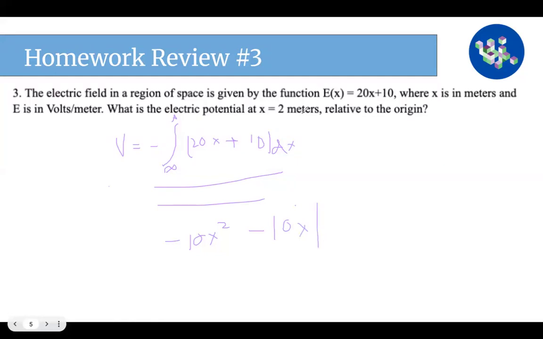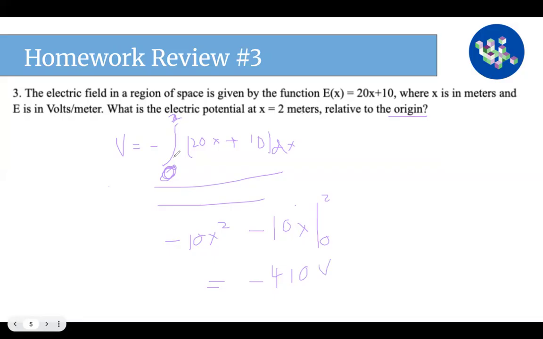Oh shoot, my bad. It was relative to the origin, so I'm actually letting this be zero. That means I'll be integrating from x equals zero, because that's the place where I'm setting the potential to be zero. So the boundaries will be from 0 to 2, because I want the electric potential at 2 meters. So this will be negative 410, I believe.